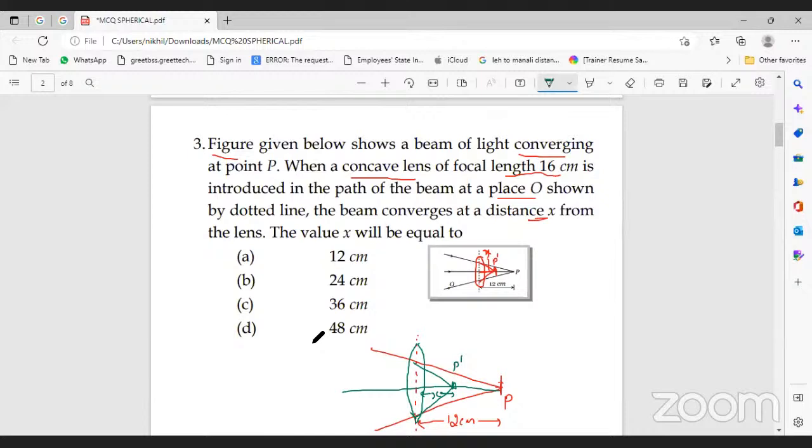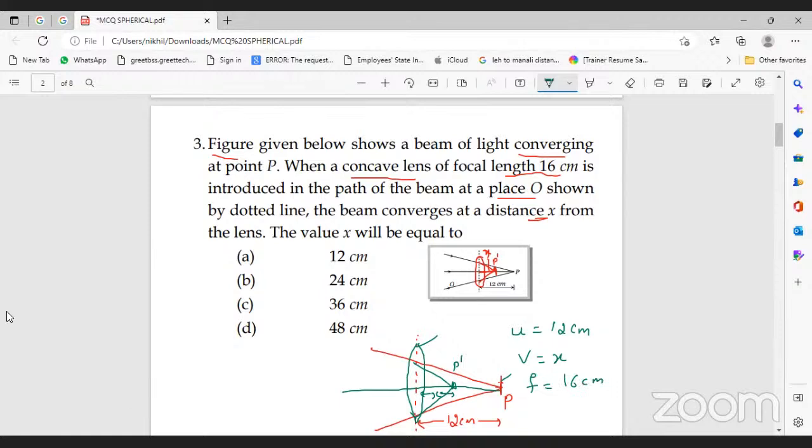So from this figure, can you tell me what is the object distance for this lens? P will act as the object. So what is the object distance? 12 centimeters. After introducing this lens, where is the image going to be formed? At X, sir. What is the focal length they have given? 16 centimeters, sir.